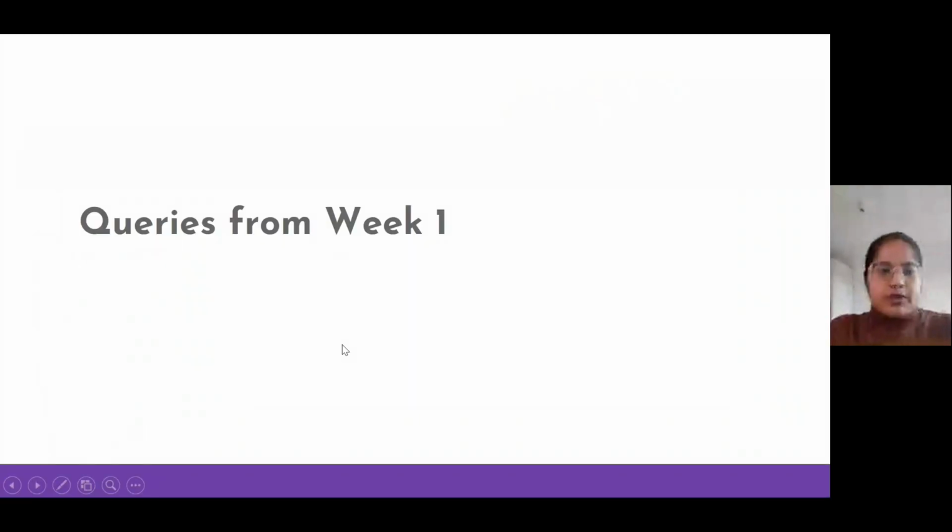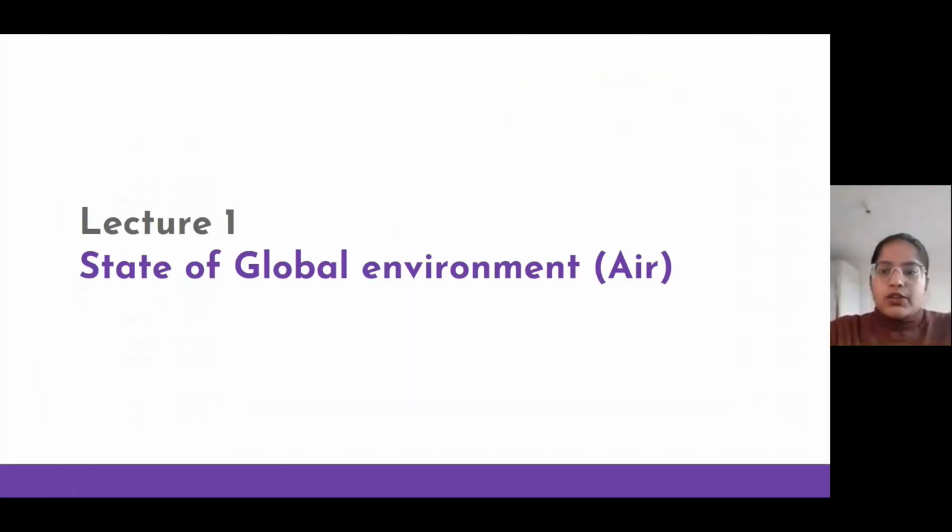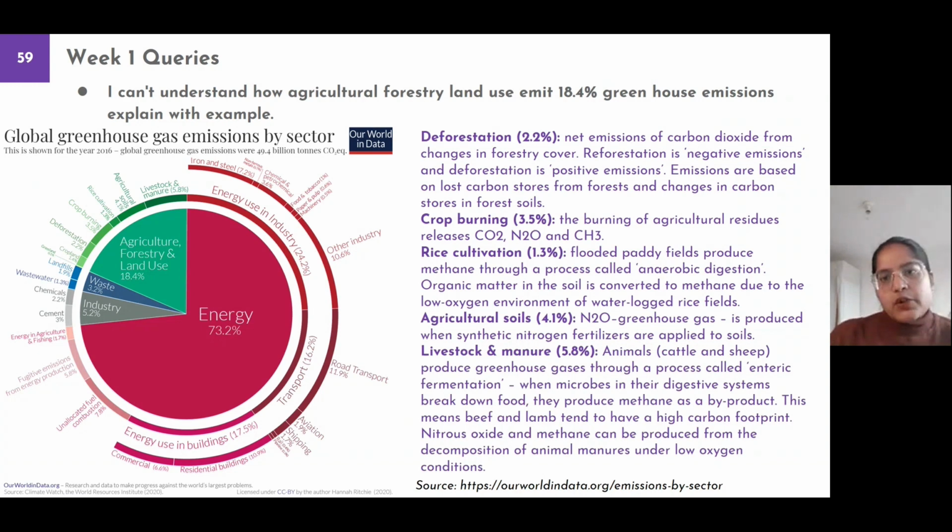Moving on, we're going to look up at the queries from week 1. So from lecture 1, which was on the state of global environment in air, we have the following queries. I can't understand how agriculture, forestry, land use emits 18.4% greenhouse gas emissions. Explain with example. So this is based on the image shown on the left, which is from ourworldindata.org, which shows the global greenhouse gas emissions by different sectors. So the question majorly revolves around the use of forestry, agriculture, and land use. How does it emit 18.4% greenhouse gas emissions?